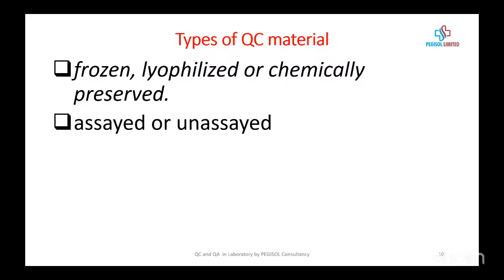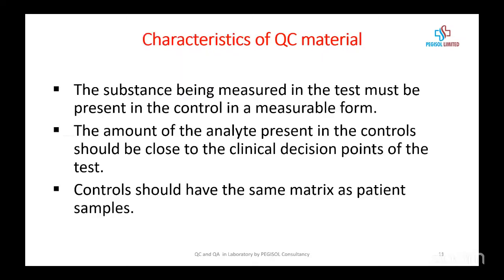Now, what are the types of QC materials? QC materials can be frozen, lyophilized, or chemically preserved. They can also be assayed or unassayed. Assayed means they have already measured the concentration of that test. Unassayed means you have to determine the concentration, so you have to run multiple tests to ascertain the mean and all those things. So that's unassayed QC. Assayed means the QC material has already been estimated.